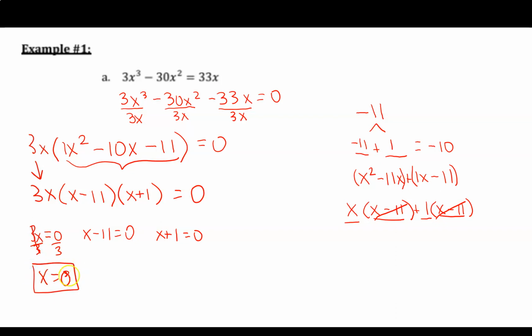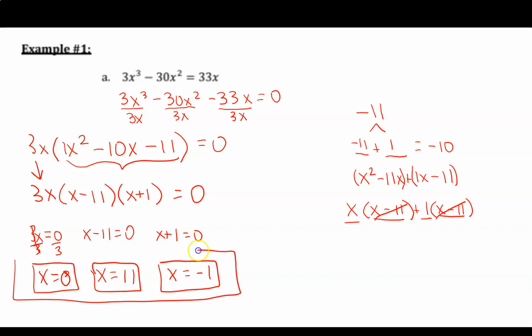It's a weird 0, I know. Next one, x equals positive 11. And this one, x equals negative 1. And those are our solutions. Notice the degree was 3, and we have 3 solutions.